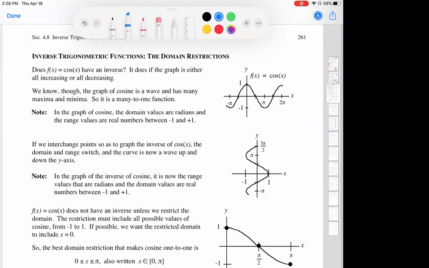Inverse trig functions, the domain restrictions. Does f of x equal to cosine of x have an inverse? It does if the graph is either all increasing or all decreasing. So here we have a problem because it's increasing, decreasing, increasing again. So it's not all increasing or all decreasing. And even if that weren't the case, we can use our horizontal line test and see, nope, not 1-to-1. We cross a point more than once.